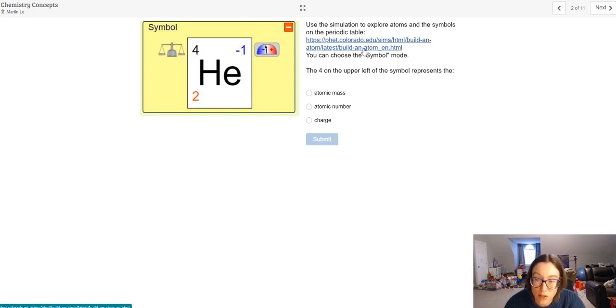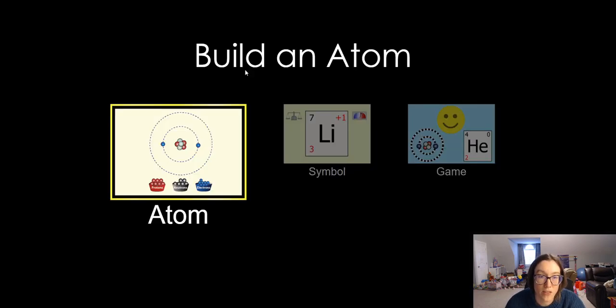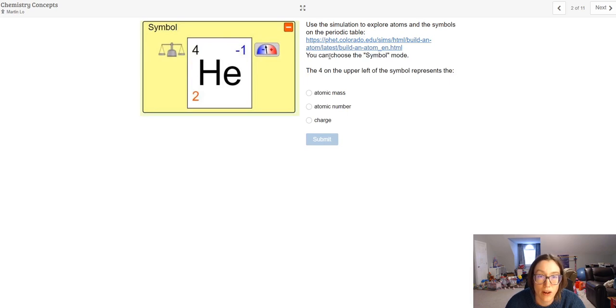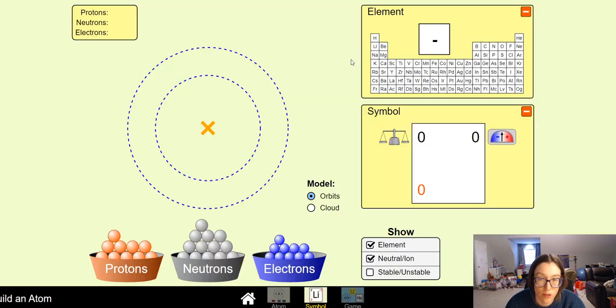on the periodic table. So this is a really cool simulation here. It'll open up in a new tab. It's the PhET simulation. So if you go here, it says you can choose the symbol mode to start going through here. So when you go back to this tab, click symbol. All right, so we'll use the symbol mode, and it's going to show you the periodic table with all the elements, and then this is going to tell you a little bit about this symbol.